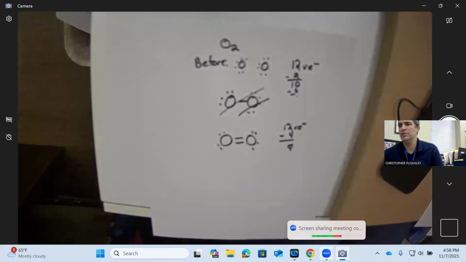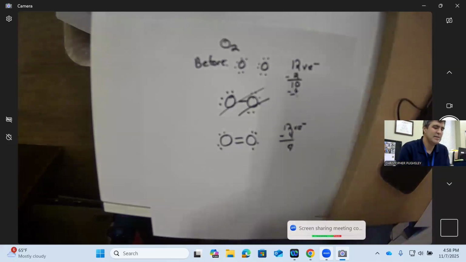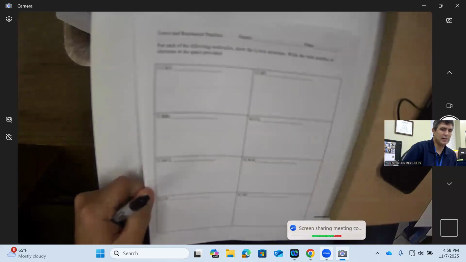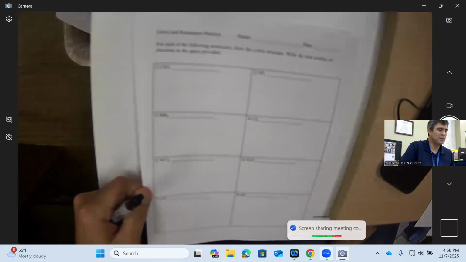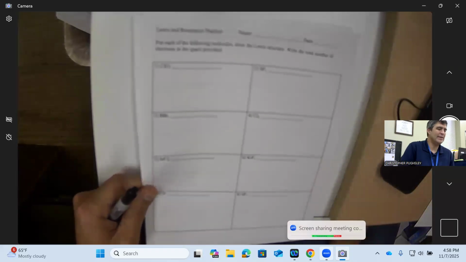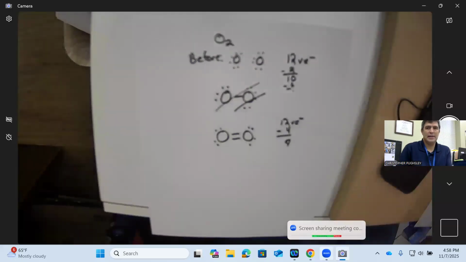What I'm going to have you do now, the notes are through for today. You're going to do some of these practice problems and draw the Lewis structure, and I'll write the name on some of these, and then I'm going to have you do that. And that's the classwork/homework.